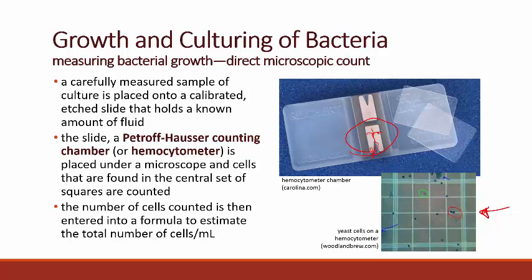So you can do direct microscopic count using these Petroff-Hauser counting chambers. They're also called hemocytometers because they're used to count red blood cells as well. So if you needed to check what somebody's red blood cell count is, you could use these hemocytometers or Petroff-Hauser counting chambers. Okay, so you can directly count the bacteria in a small sample, and then by multiplying up, you would calculate the total bacteria found per milliliter, and then you can multiply that by the number of mils in your culture, and that would tell you the total number of bacteria.